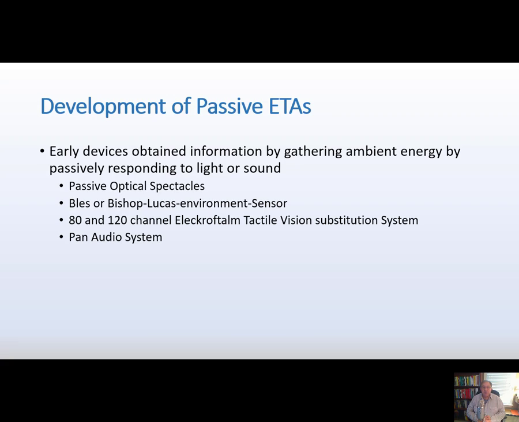And then finally there was the Pan Audio system, which used binaural hearing aids, which automatically increased their gain or their volume whenever there was a pulse of sound around, and that was to pick up any reflecting echoes that might be present. So let's take a look at pictures of some of these, or most of them.